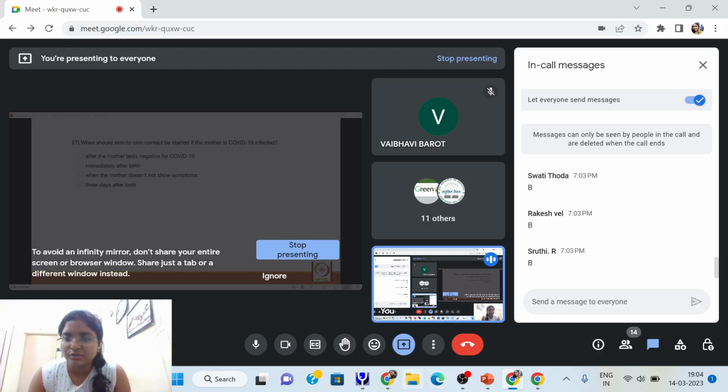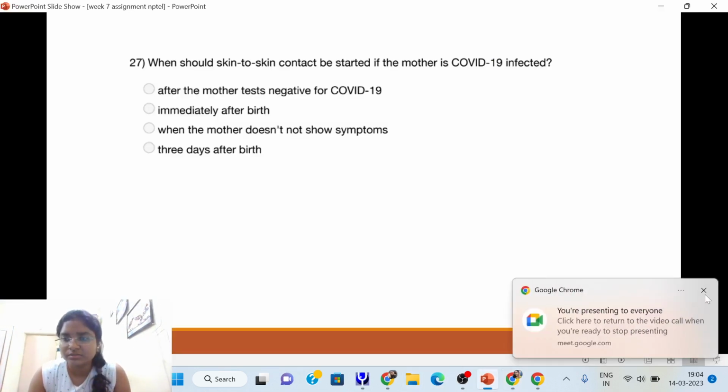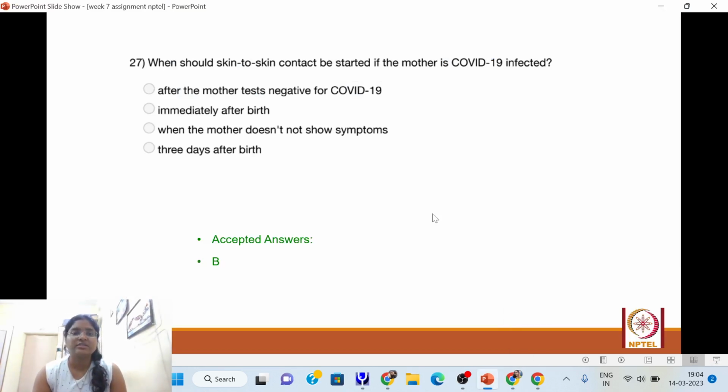Okay, let's see what is the correct answer to this question. The correct answer is B. Immediately after birth. Even if the mother is COVID-19 infected, there is no problem in skin to skin contact, and the baby needs skin contact immediately after birth, as in any normal condition, right?